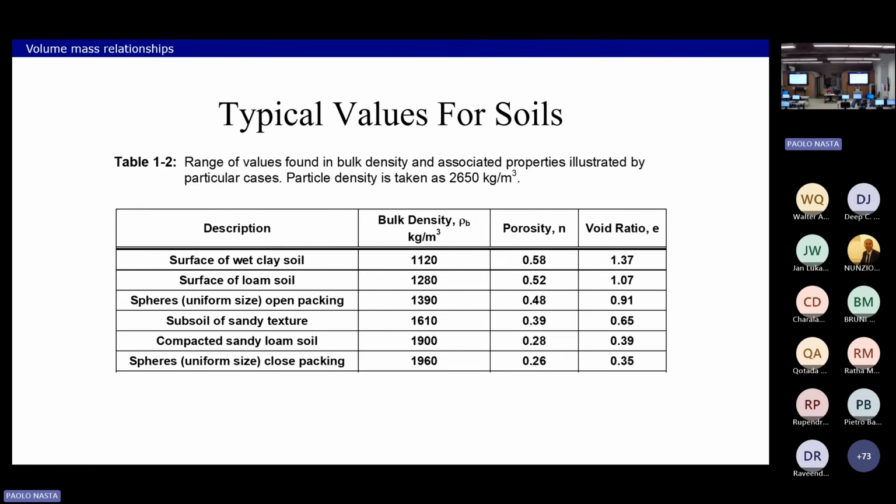In contrast, if you see the last row, you can see, for instance, a loose soil made up of kind of spheres that can have a close packing, and so they can have a high bulk density and corresponding low porosity. So high bulk density can reach up to almost 2,000 kilograms per cubic meter, and the corresponding porosity can reach almost 0.25.